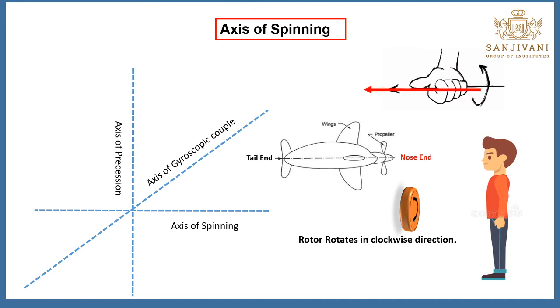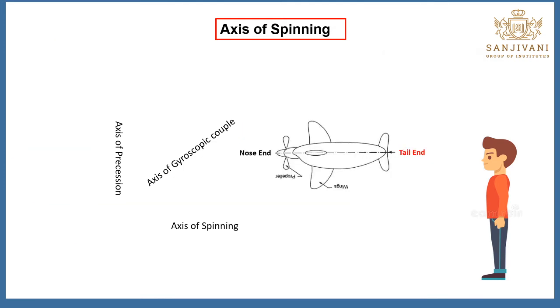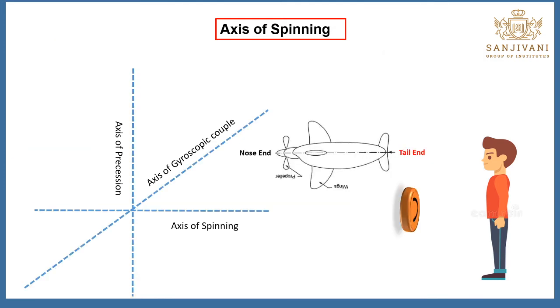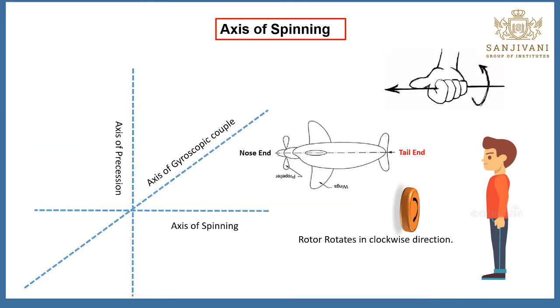That vector is like this. In that case, you have to draw the axis of spinning in this direction. Again, you are looking from the tail end. That rotor rotates in the clockwise direction, and using this, you need to give the axis of spinning towards this. You have to define the direction of rotation or the direction of the axis of spinning.